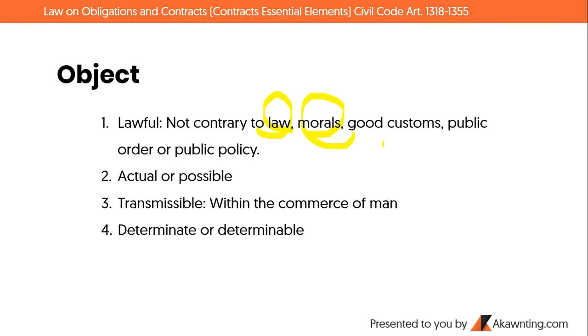Okay? So number 2, actual or possible. Okay? So possible ba yung object na yan? So for example, ang object ng contract natin is the star, actual stars in the sky. So hindi pwede, hindi siya possible. Okay? Next, number 3, transmissible or within the commerce of man.